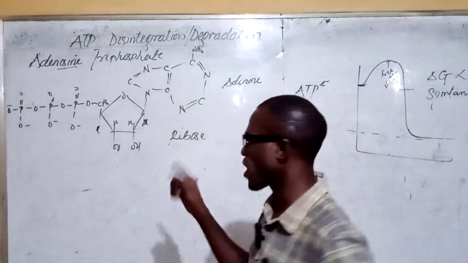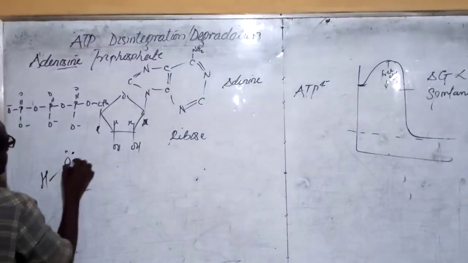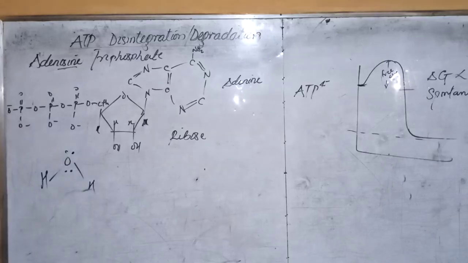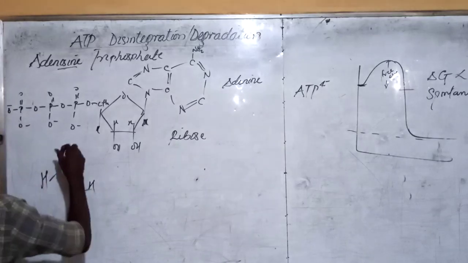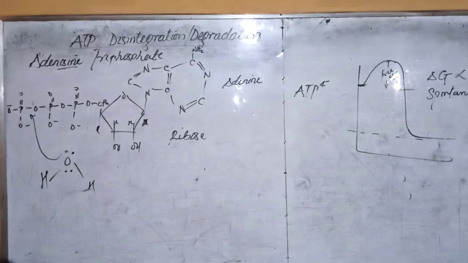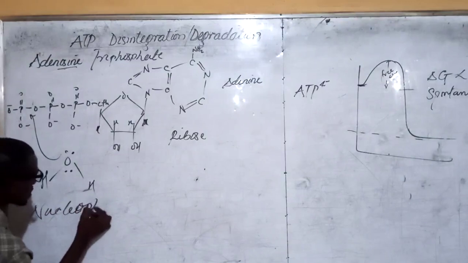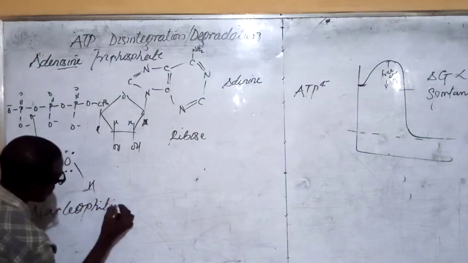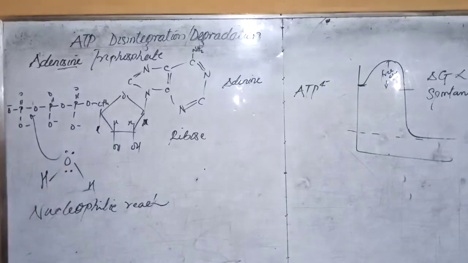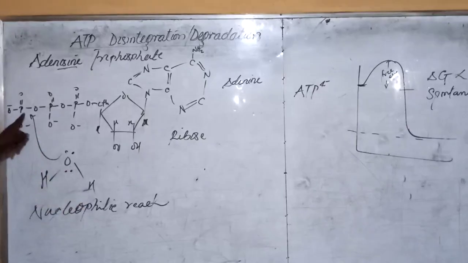Now, how does this reaction occur? It actually occurs in the presence of water. The reaction is called a nucleophilic reaction. So it's a nucleophilic attack where one of the phosphate groups is going to be attacked by a water molecule, and an OH group is going to bond to it.